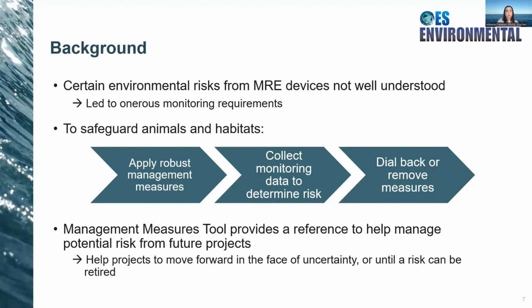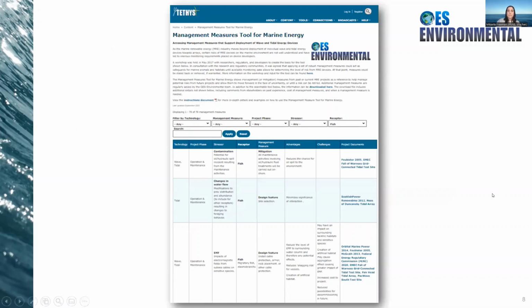So this management measures tool is really a reference to help apply those robust management measures in the face of uncertainty and manage potential risks from future projects. We hope that it helps to move projects forward in the face of uncertainty or until a risk can be retired. So for the next several slides, I'm going to walk through the tool with some screenshots on my PowerPoint slide, and then I'll do a live demo. But I just wanted to first acquaint everyone with what this tool looks like before I do the live demo.